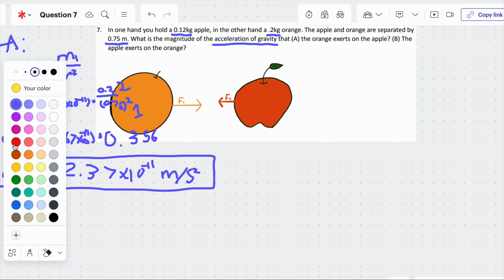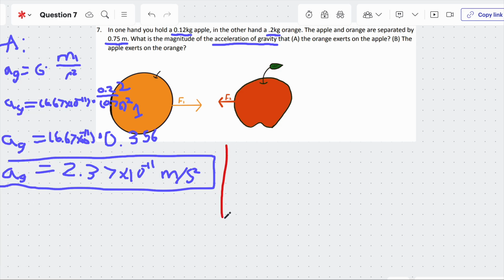And for part B, we can pick a different color. Go red again. Okay. B. Now we're finding the acceleration the apple exerts on the orange. These should be pretty similar answers, but not exactly the same. So, start with our acceleration of gravity equation again, G M1 over r squared. Again, don't forget the squared. That's a silly mistake. So, let's plug in our values. This time, we're looking for the acceleration the apple exerts on the orange.